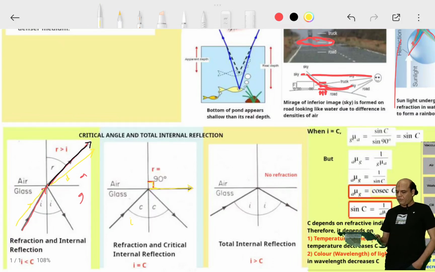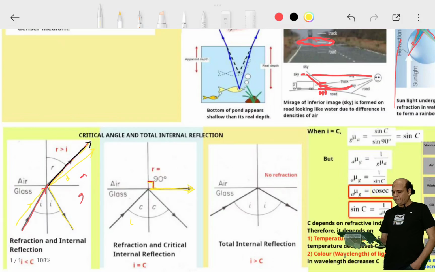Okay. So what is the phenomenon we are seeing here? An incident ray, part of it is reflected, and a major portion of it is refracted. As we increase the angle of incidence, the angle of refraction keeps increasing. At a certain point, the angle of refraction is along the boundary of the media, or in other words, it is making 90 degrees with the normal.